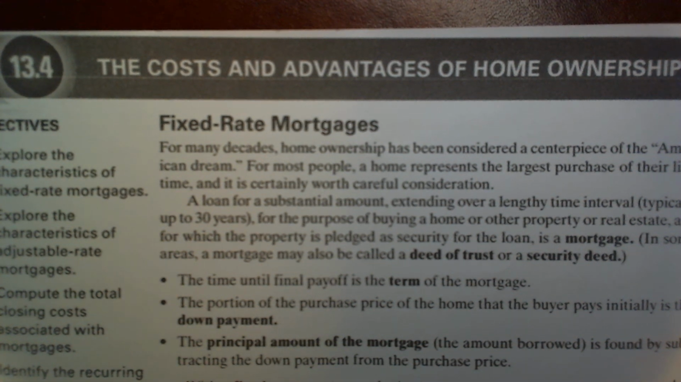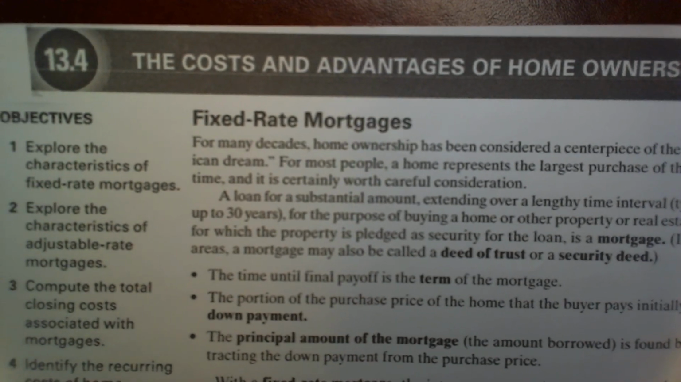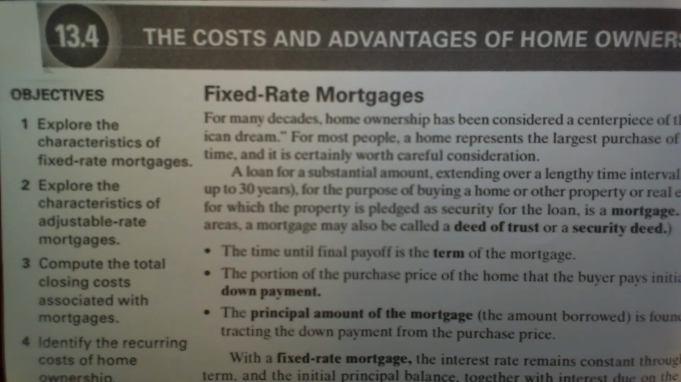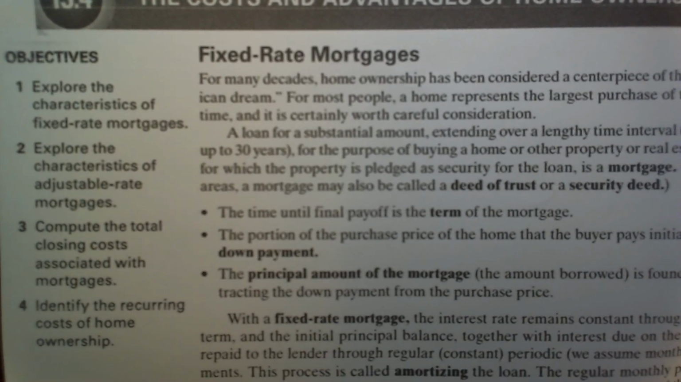Section 13.4 is about the costs and advantages of home ownership, and the objectives are to explore the characteristics of fixed rate mortgages, and then we're going to talk about the characteristics of adjustable rate mortgages, and then to compute the closing costs associated with mortgages, and number 4, identifying recurring costs of home ownership.